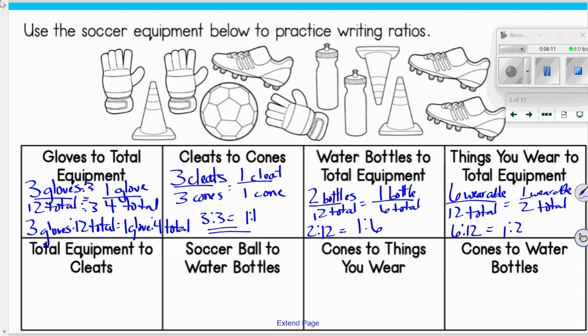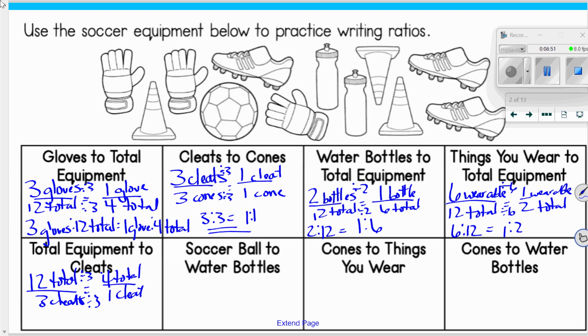Total to the cleats. 12 total, 3 cleats. So 4 to 1. Actually, I've been bad. I should have shown on each of these what I was dividing by. I did on the first one. Make sure you're showing your work, so that if you make a math error, I can follow along and see where you're making your mistakes.